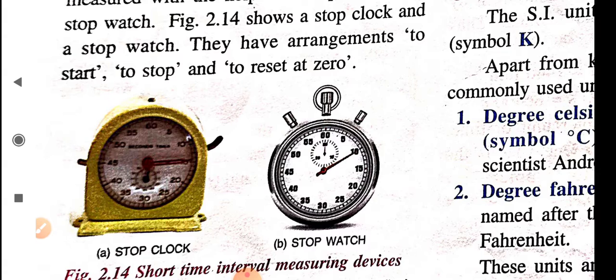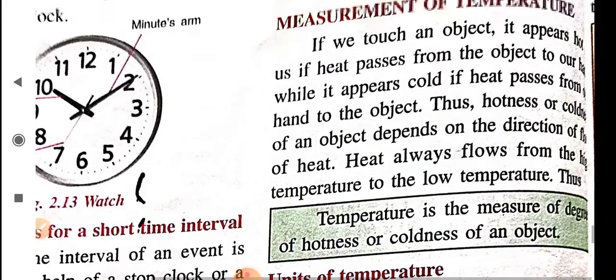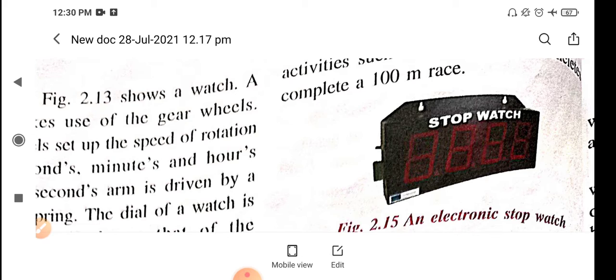Another watch is an electronic stopwatch. See, this is the electronic stopwatch. The electronic stopwatch is more accurate than a mechanical stopwatch. It can measure time intervals accurately up to 0.01 second. It does not have a minute or second arm. On the other hand, it has a digital display screen. Such watches are used for measuring the timing of athletic activities, such as the time taken by an athlete to complete a 100-meter race.